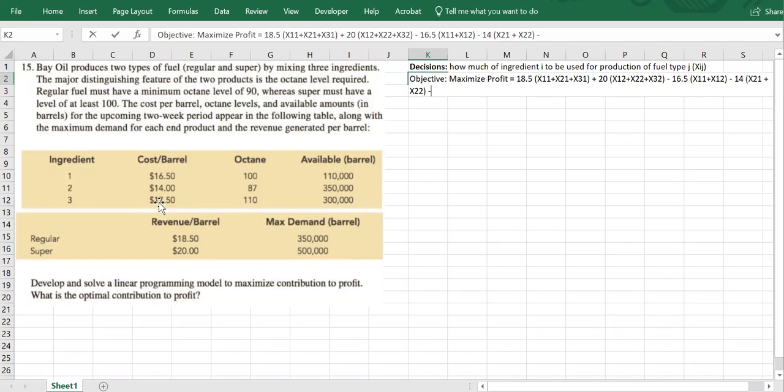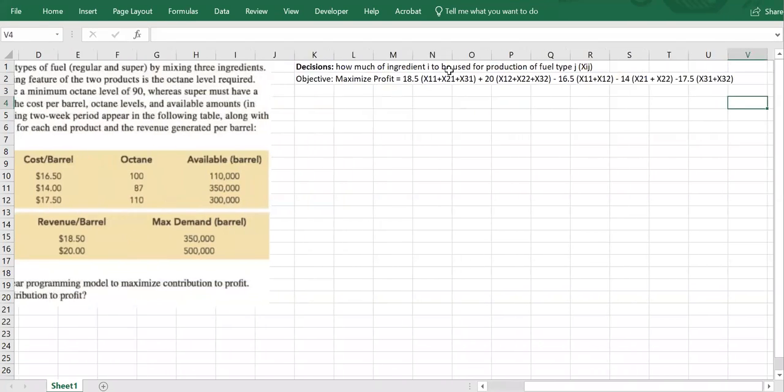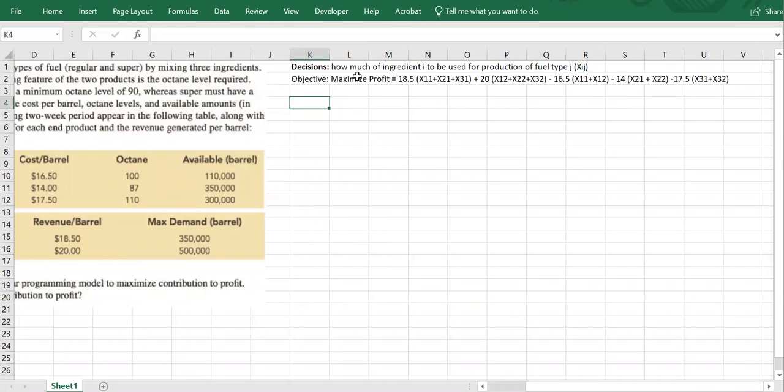Minus 17.5 is the cost per barrel for ingredient 3, X31 plus X32. And that characterizes the objective function, the profit that we want to maximize. So that's the objective function.